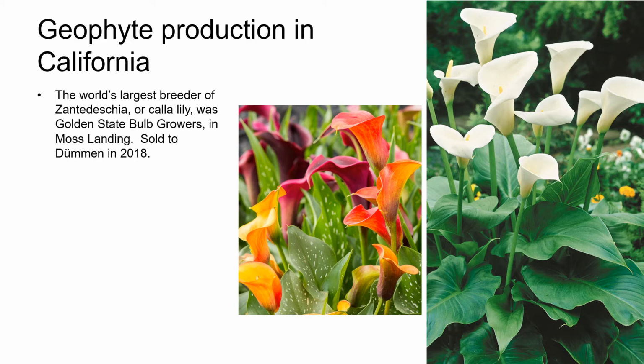Up until 2018, the world's largest breeder of Zantedeschia, or calla lily, was Golden State Bulb Growers, which was based right here on the Central Coast in Moss Landing. And for those of you interested in horticultural history, Capitola at one time was the self-dubbed begonia capital of the world.